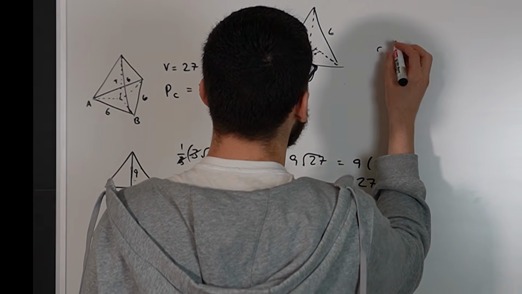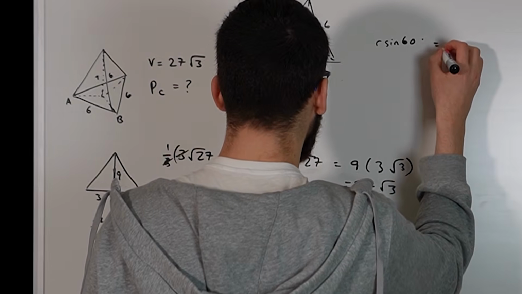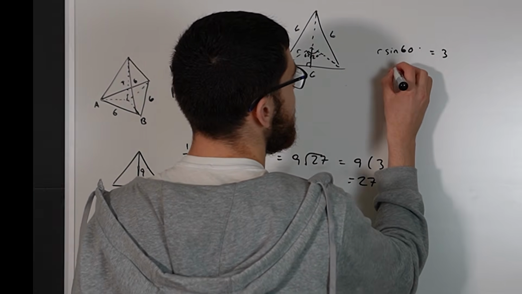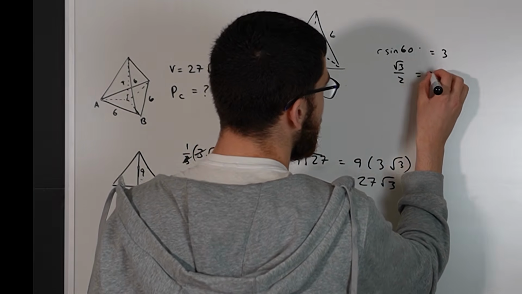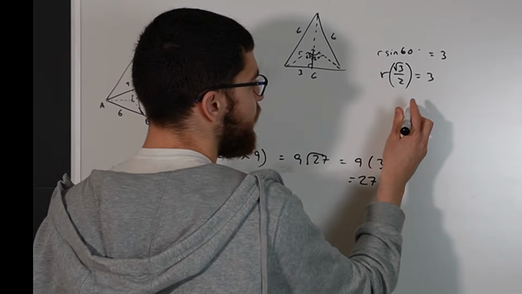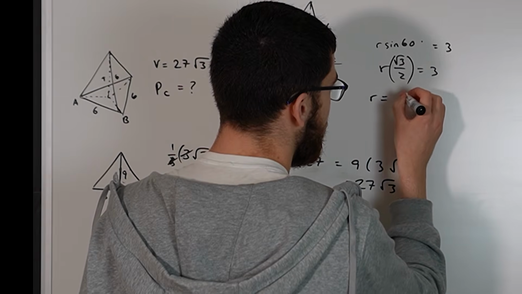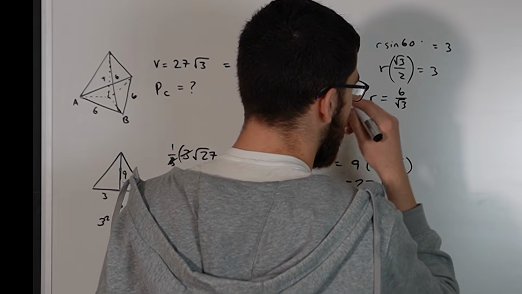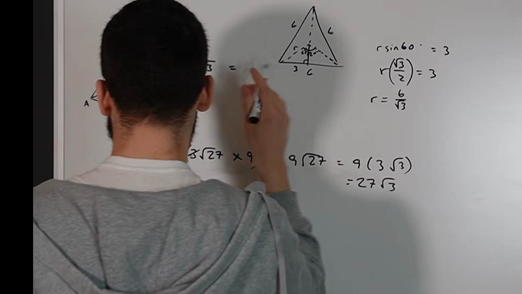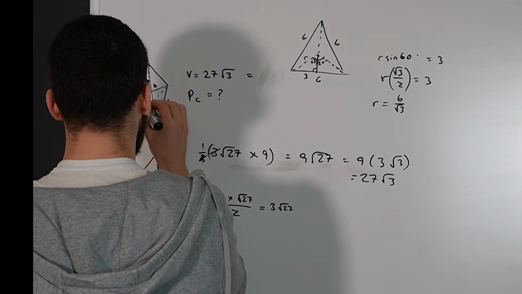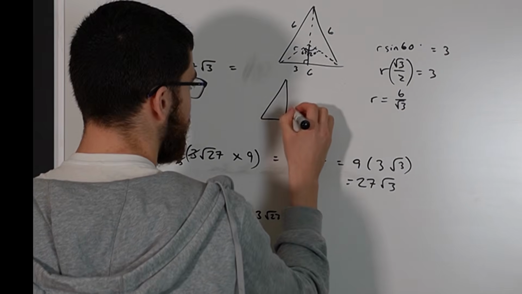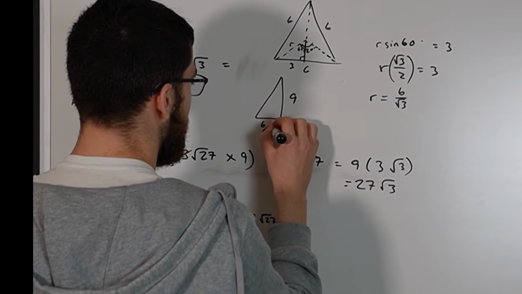R sine 60 degrees equals 3. So sine 60 is root 3 over 2, equals 3. Times by R, so R is equal to 6 over root 3. Yeah, that's right. So 6 over root 3 here. Then we just need to do a right angle triangle with 9 and 6 over root 3.